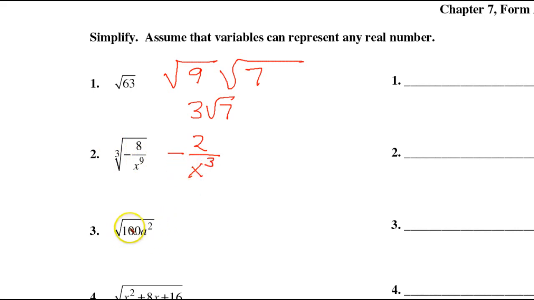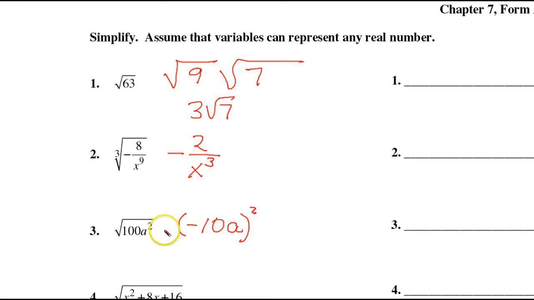Now, this is a negative, well, it's not a negative, it's 100, which is a perfect square, so that would be 10. And this is a perfect square as well, just divide that by 2, and that would be that. Now, remember, it could have been a negative. Something like this squared would give you that too.